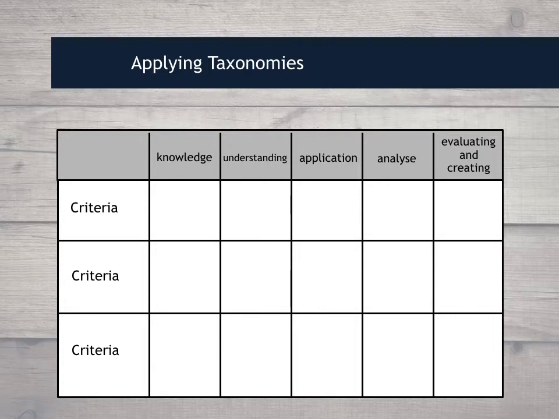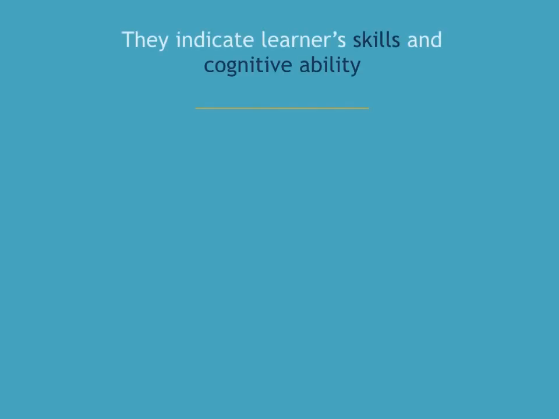So hopefully this makes it a little bit clearer. And as I said, you don't have to use Bloom's. Bloom's is one of the taxonomies you can use. But it's essential that you use a taxonomy to determine these different levels, because it will make your assessment a lot easier.